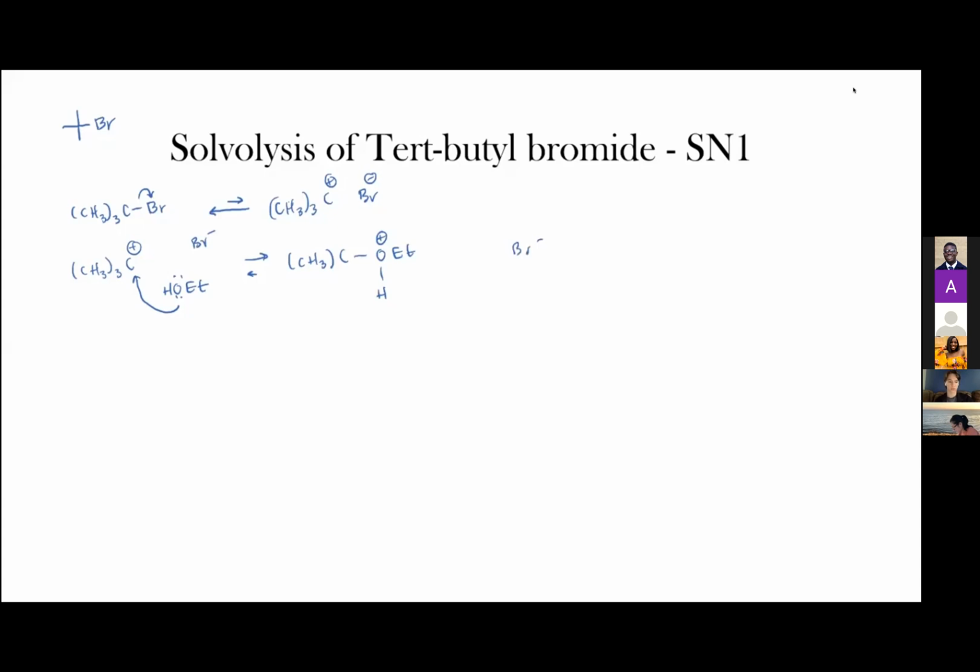And so, as we know from previous reactions, oxygen doesn't prefer to have that positive charge. And so other molecules in solution will come and deprotonate that. But since the solvent is the only other molecule essentially present in solution, the solvent is going to actually be the one that deprotonates the oxygen.